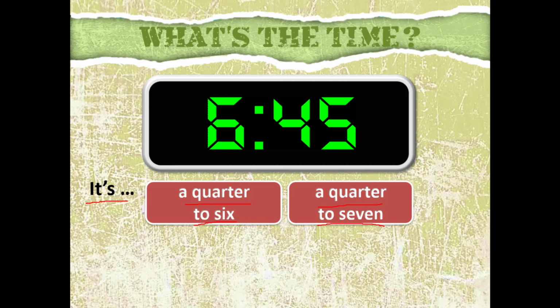Okay? Either I or another teacher will check your answers. Understood? Okay, so you write down the time and then you write the sentence. So you write down the time and then you write down the correct sentence. It's a quarter to 6 or it's a quarter to 7. All right?